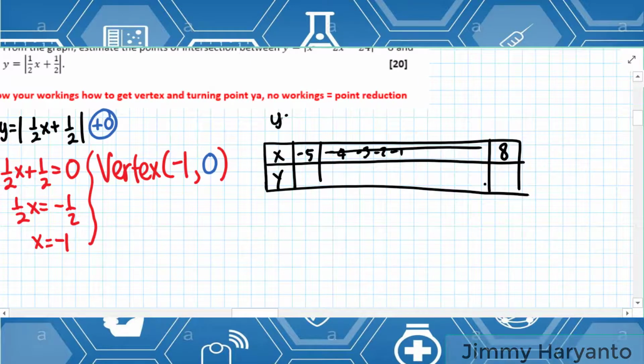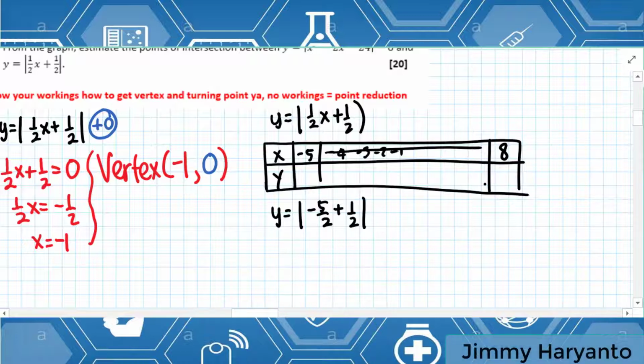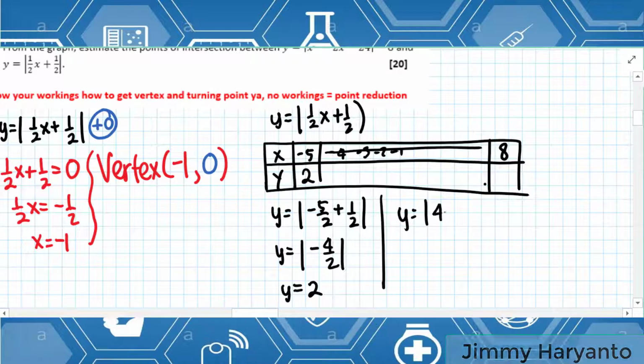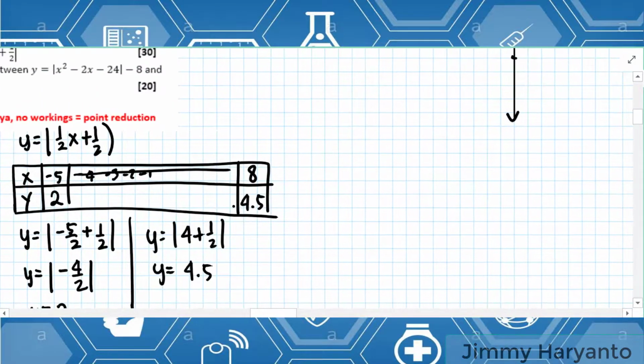So let's calculate negative 5. Half x plus half. So y will be negative 5 over 2 plus half. Y equals negative 4 over 2. Y will be 2. This one is 2, and then calculate for 8. 4 plus half. For 8 it is 4 and a half, 4.5.